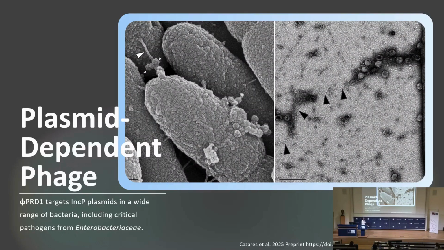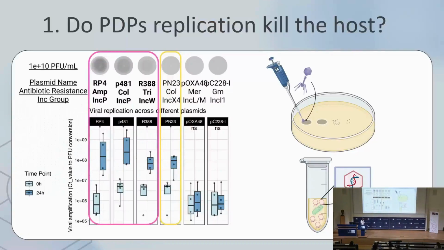These EM photos here were taken in a collaboration between Daniel, my postdoc who's here, and the Sanger Institute. As you can see, this is the pili, and these are the virions attached to it. It's really exciting because this is one of the first EM photos we have that directly show the phage on the pili.